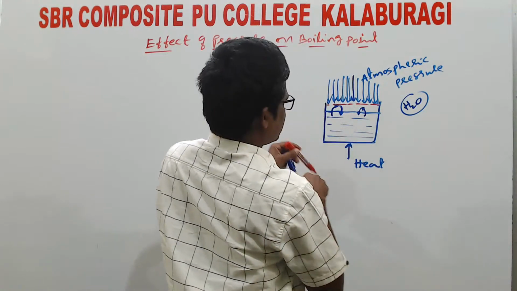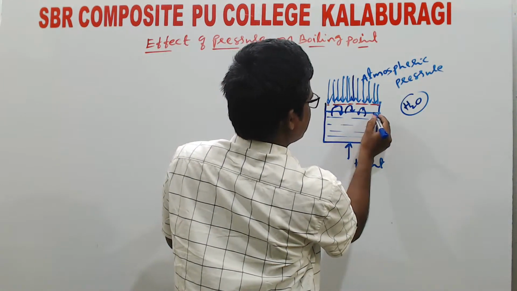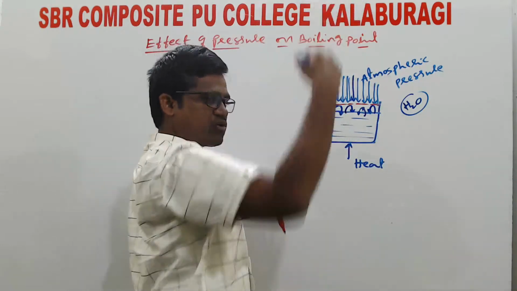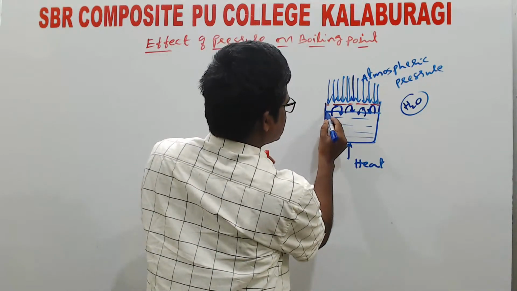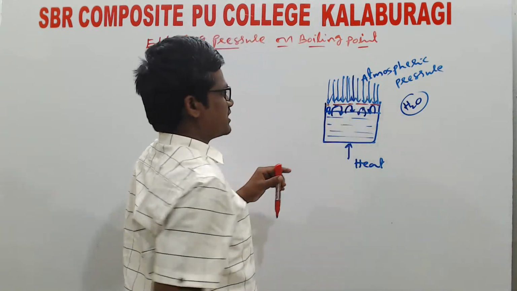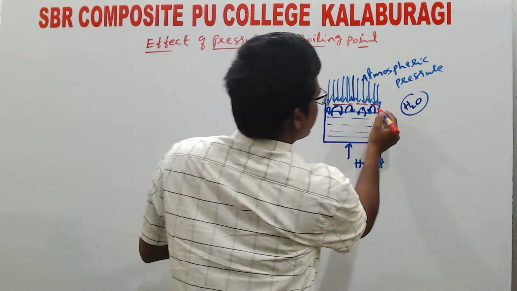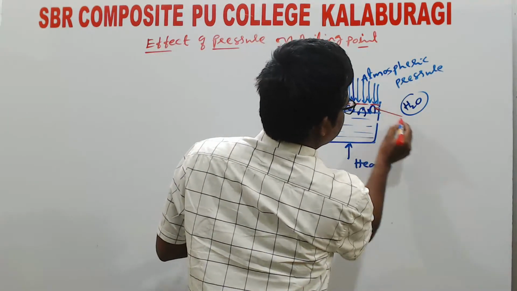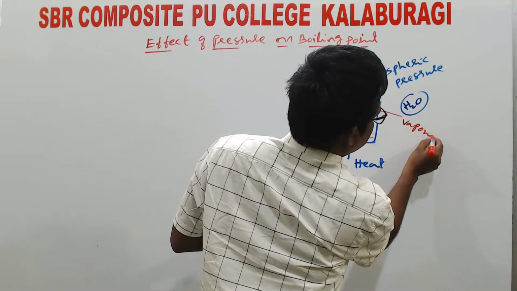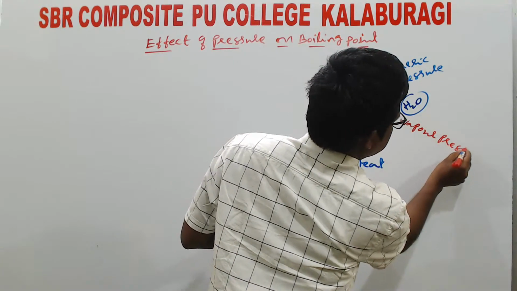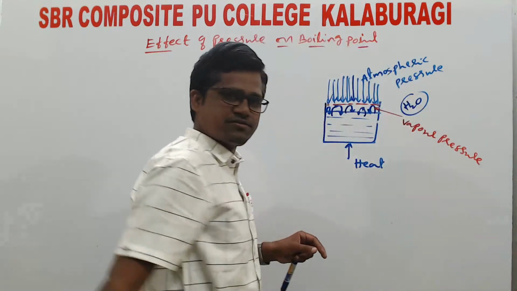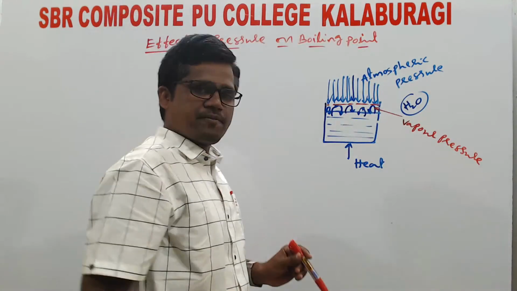Here vapor pressure is created. The molecules go out, they collide with the air particles, and they come back. What is created here? Vapor pressure. Vapor pressure is created. Now what will happen here?